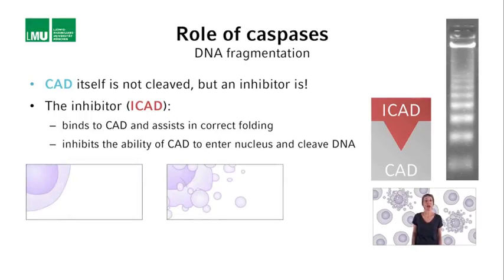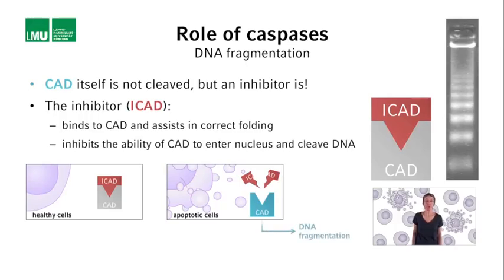So in healthy cells, CAD is found bound to ICAD in the cytoplasm. Once caspases become activated, they cleave ICAD. This results in the translocation of CAD from the cytoplasm to the nucleus, where it contributes to DNA fragmentation and DNA ladder formation through its nuclease activity.